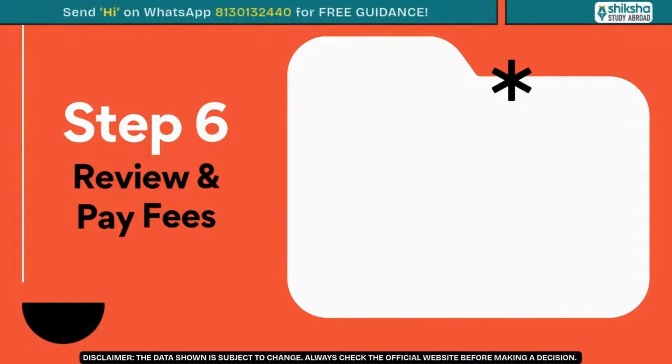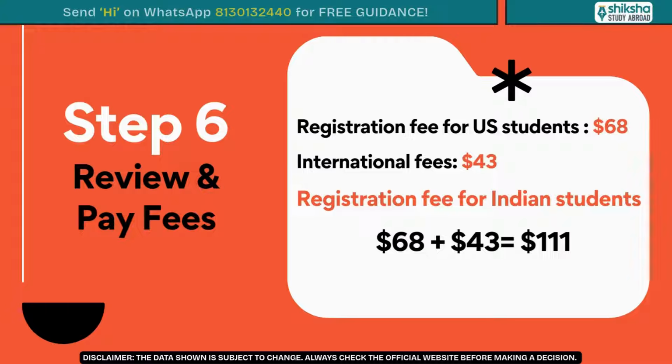Step 6. Check your details carefully and then pay. Students from the US pay a fee of $68, but Indian students need to pay an international fee of $43. So the final amount is $111 for Indian students. Sales tax may apply, and in case of late registration, add $38 extra. But this option opens later, so it's better to register early.